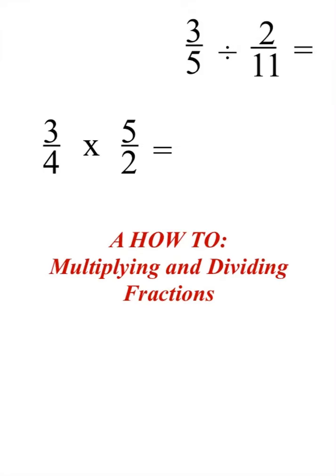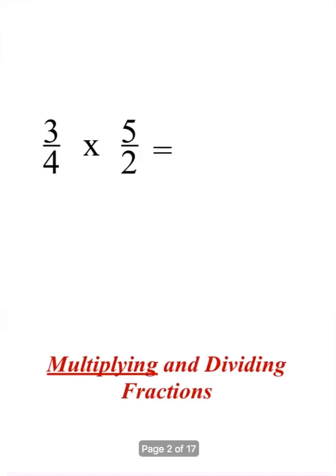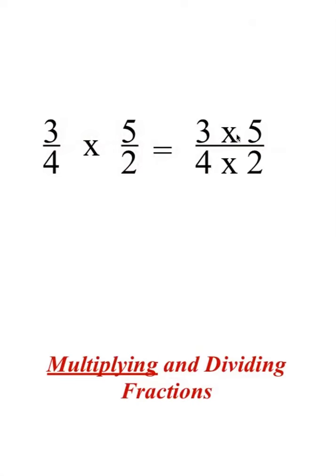Okay, this video is on timesing and dividing fractions. So for timesing and multiplying fractions, we're just timesing across the top and timesing across the bottom. So we get 3 times 5, we're going across the top, which you see over here. Then 4 times 2, we're going across the bottom, which you see over here.